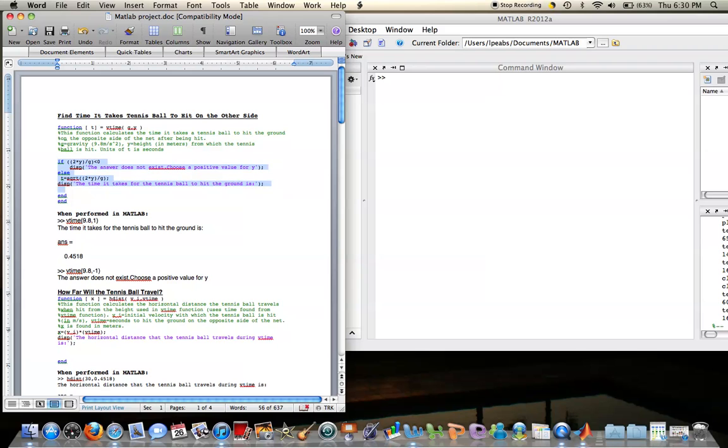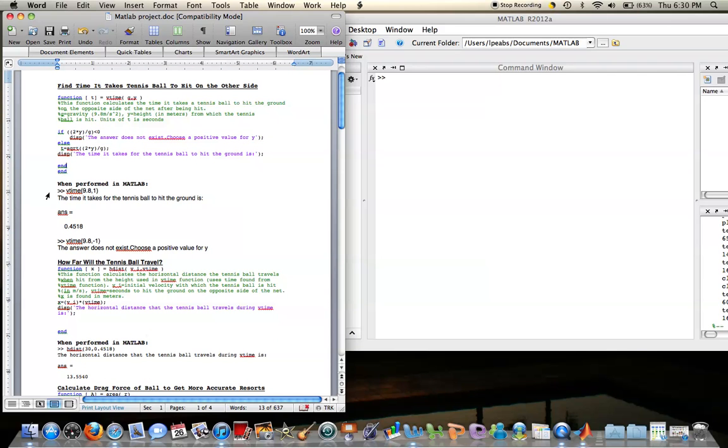I have a loop in this function because the equation to find the time is the square root of 2 times y all divided by g. But obviously you can't take the square root of a negative, so I had to add in this part here, that if 2 times y divided by g is less than 0, then the answer does not exist. So when performing it in Matlab, this is what happens.